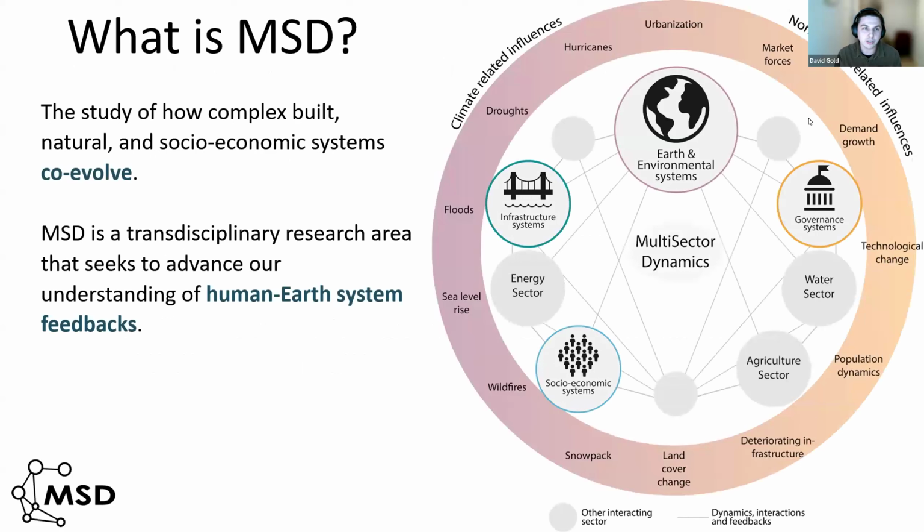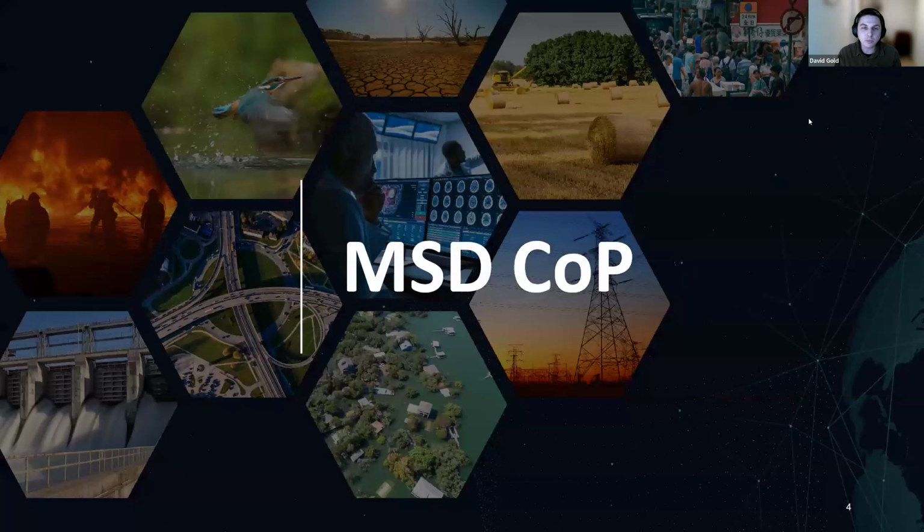So a quick introduction, what is multi-sector dynamics? Multi-sector dynamics is the study of how complex, built, natural, and socioeconomic systems co-evolve. It's a transdisciplinary research area that seeks to advance our understanding of human Earth system feedbacks. And this webinar today is brought to you by the Multi-Sector Dynamics Community of Practice.